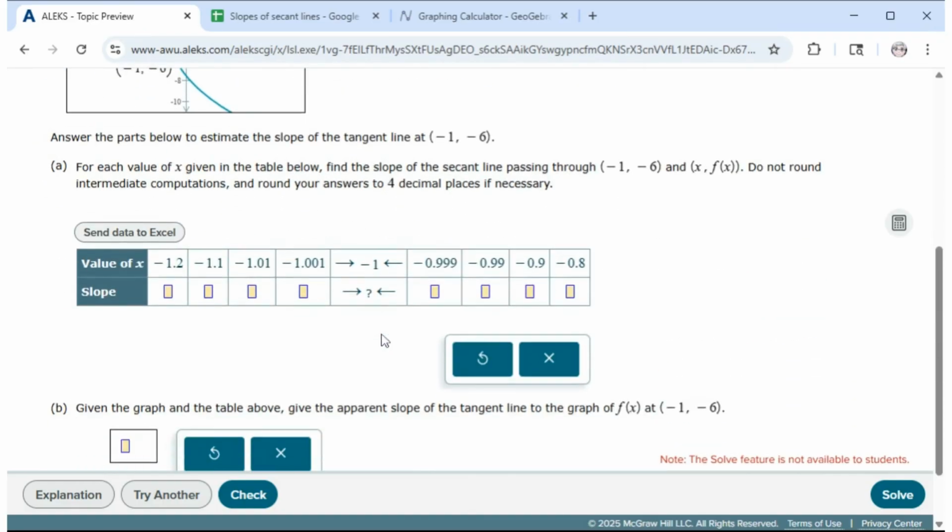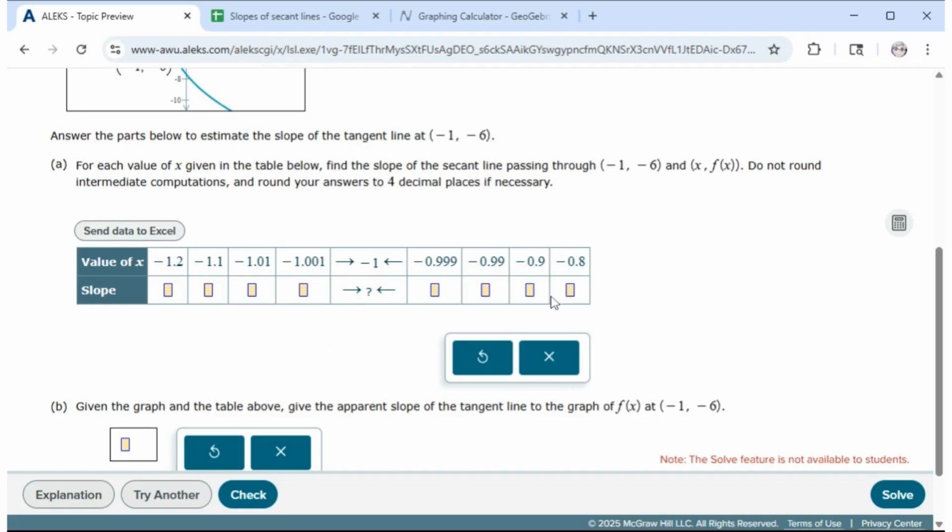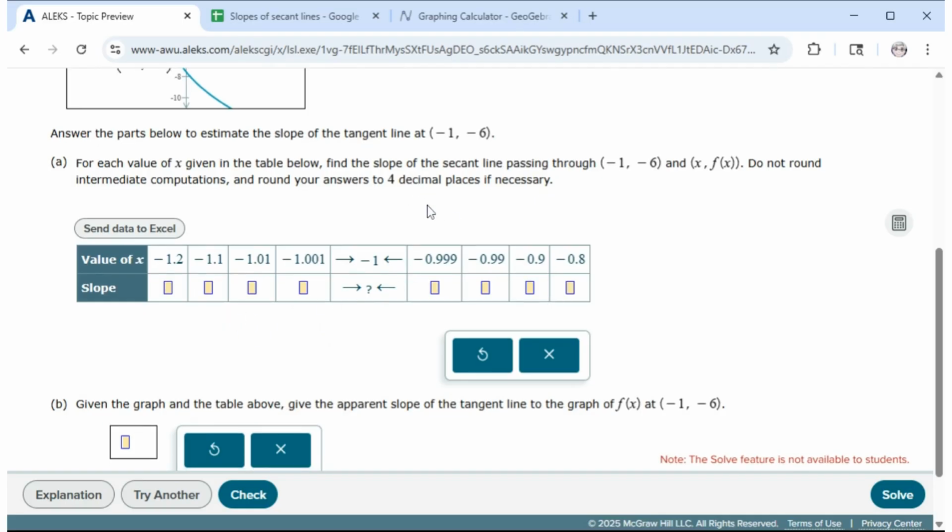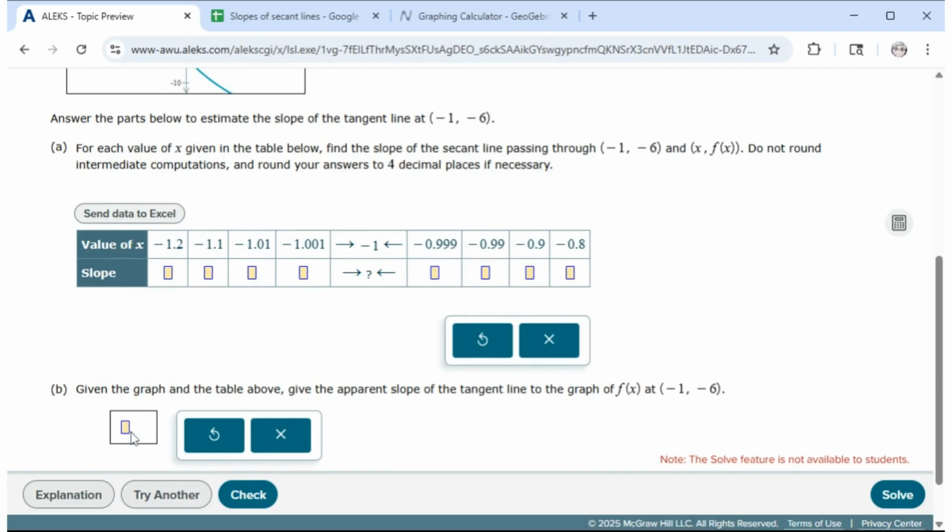So all you'd have to do then is fill in the results you got for these things. And they want them to 4 decimal places. So that's a little finicky, but you could do that. And then our slope here is going to be -2. So that is how to estimate the slope of a line tangent to a function numerically by making a whole bunch of secant lines.